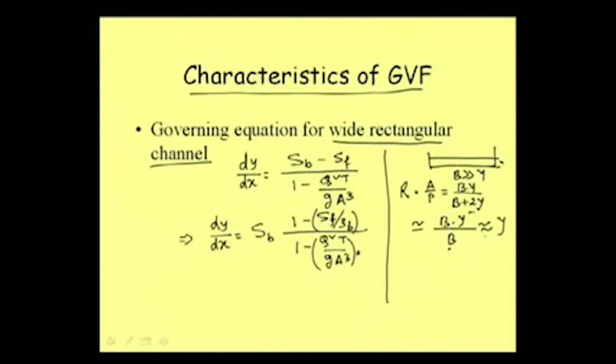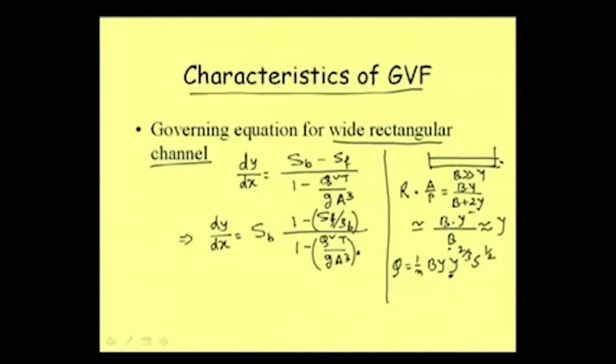So, with this simplification, without creating much error in case of wide rectangular channel, we can write the discharge Q is equal to 1 by n then A r to the power 2 by 3. So, area is equal to B into y, then in place of r to the power 2 by 3 we can write y to the power 2 by 3. This y is basically representing hydraulic radius. Okay, this y to the power 2 by 3 and S to the power half.